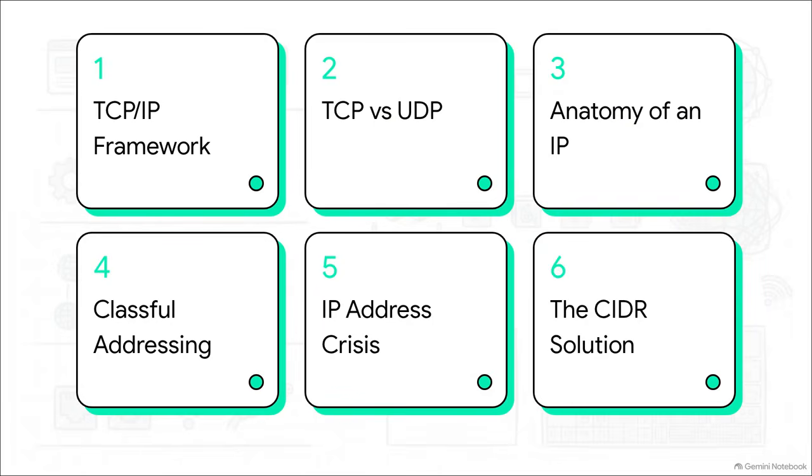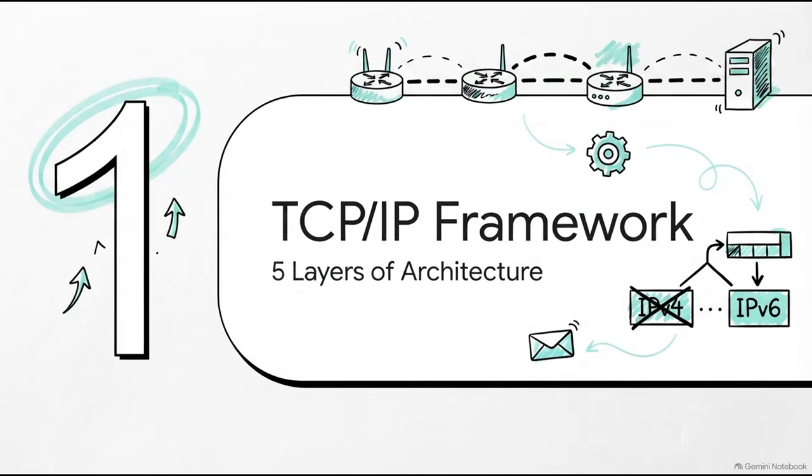To guide our learning today, we'll quickly run through our agenda. First, the TCP/IP framework. Then, TCP versus UDP and the anatomy of an IP address. From there, we'll dive into the classful addressing era, the looming IP address crisis, and finally, the elegant CIDR solution. All right, let's jump right into Section 1, the TCP/IP framework.